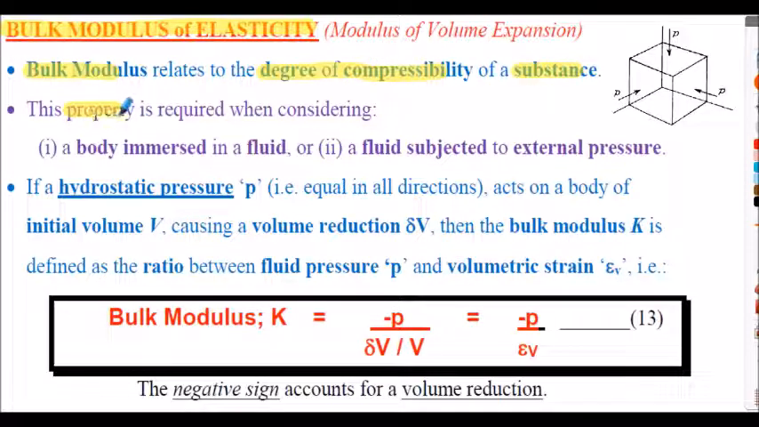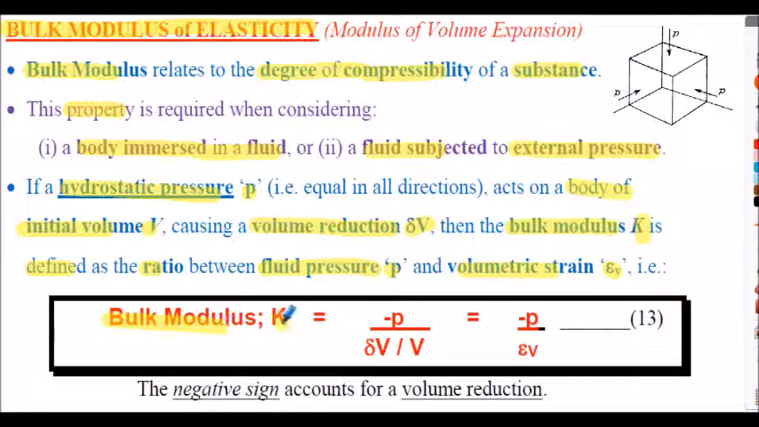This property is required when you consider bodies that are immersed in fluid or a fluid subjected to an external pressure. Those are 2 instances where you will consider the bulk modulus effect. So if a hydrostatic pressure, I've called it P here, that means the same in all directions, acts on a body of volume V, causes a reduction in the volume, delta V, then the bulk modulus, and that's usually given symbol K in most textbooks, is defined as the ratio between the fluid pressure, P, and the volumetric strain, epsilon V.